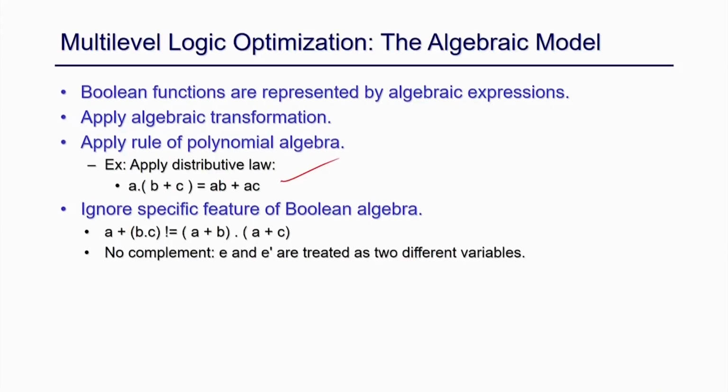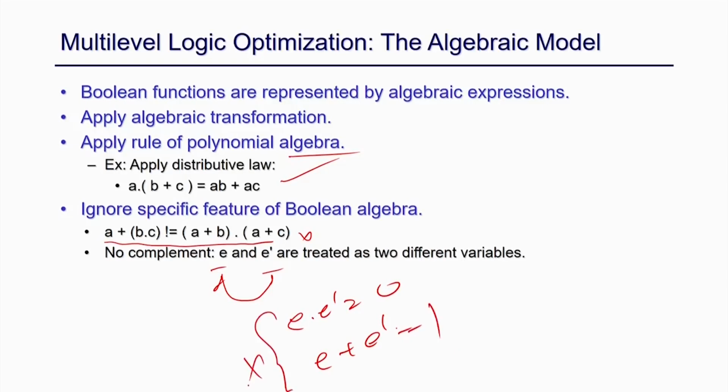So, for example, in this algebraic model I will apply the distributive law of algebra, but I cannot use De Morgan's law. This is equal in Boolean, but this is not equal in algebra, when a, b, c are all algebraic variables, not Boolean variables. For example, E and E dash, which is the complement, have properties: E into E dash is always 0, E plus E dash is always 1, but those are not applicable for the algebraic model, because here E and E dash are two different variables, they are not considered to be complements of each other.